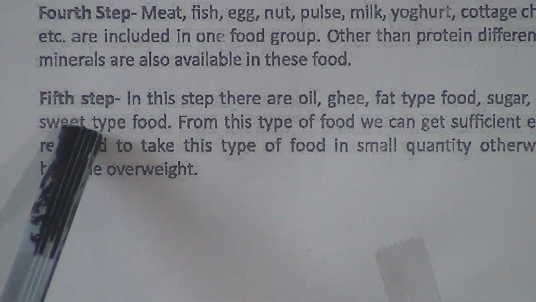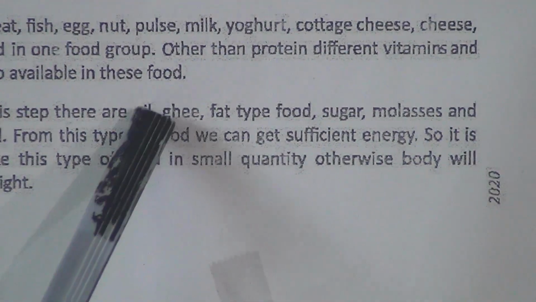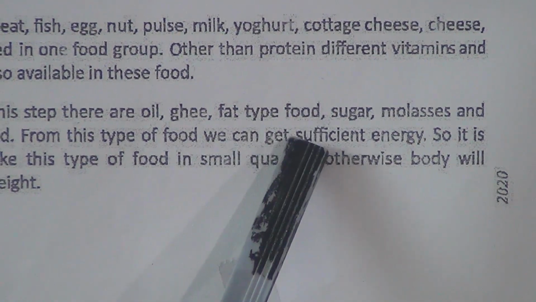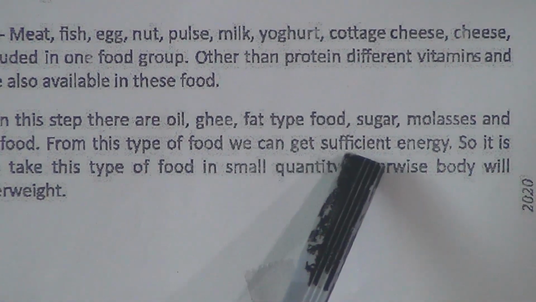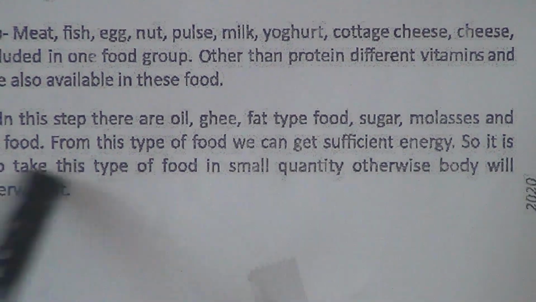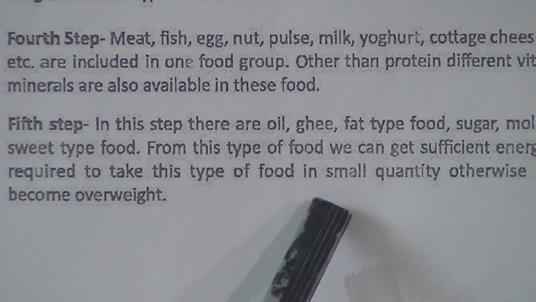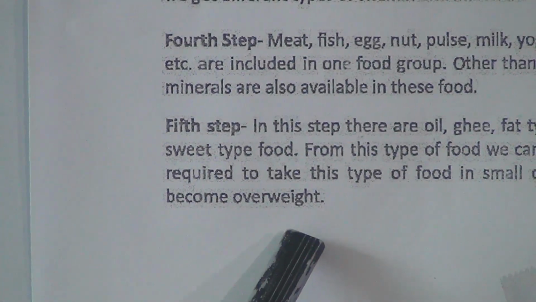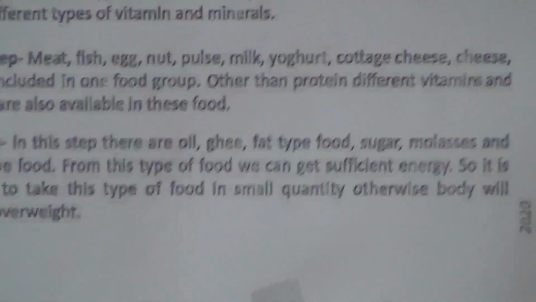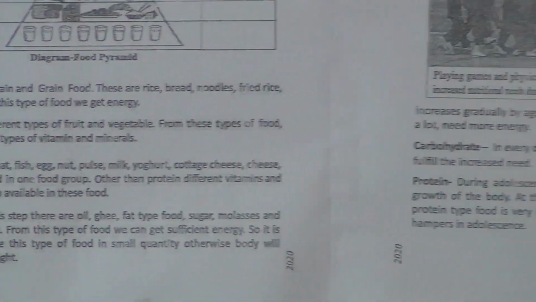Last step, that means fifth step. In this step there are oil, ghee, fat type food, sugar, molasses and sweet type food. From this type of food we can get sufficient energy. So it is required to take this type of food in small quantity, otherwise body will become overweight. So be careful while taking oil type food.